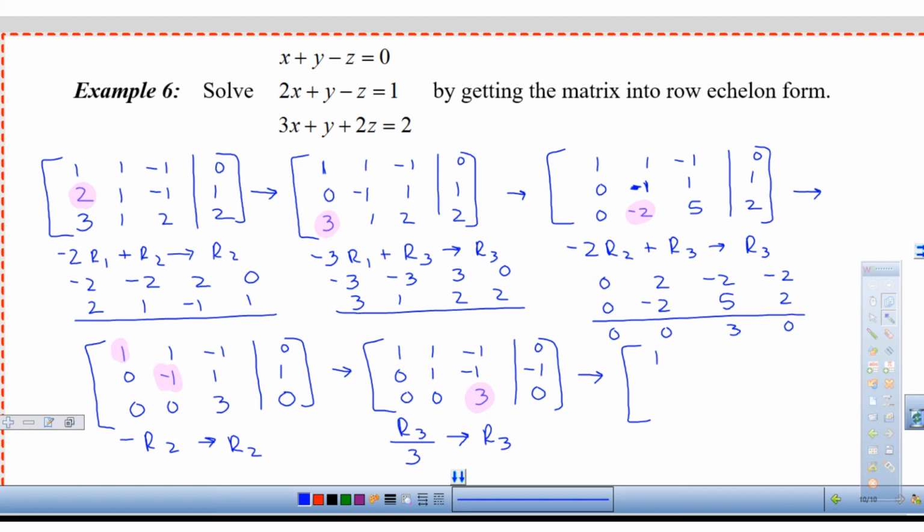Okay? 1, 1, -1, solid line 0. Underneath 0, 1, -1, -1. Divide the third row by 3. 0 divided by 3 is a 0. 0 divided by 3 is a 0. 3 divided by 3 is a 1. 0 divided by 3 is a 0. Okay? Now we're done. Now we just work our way up.